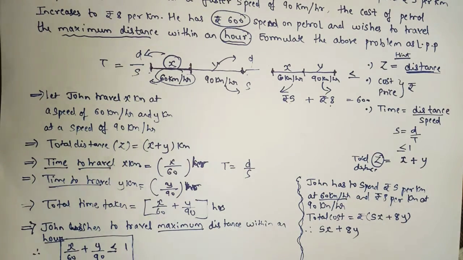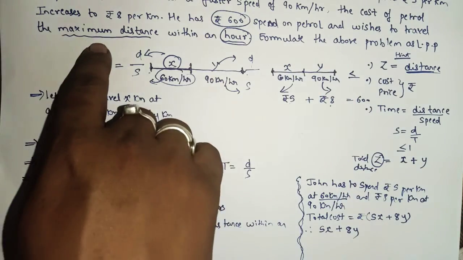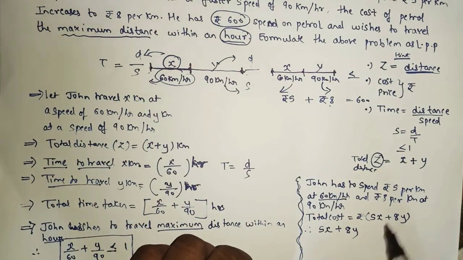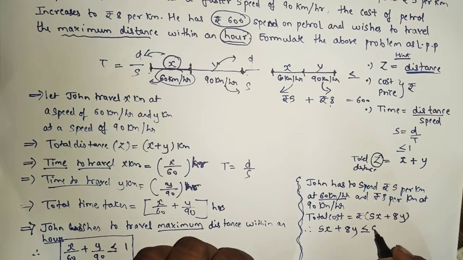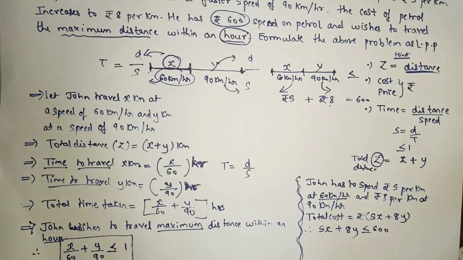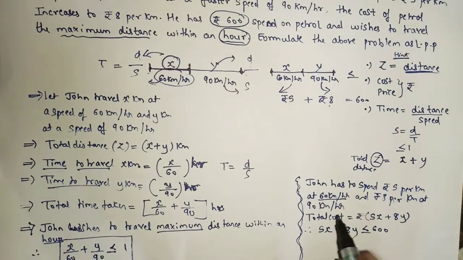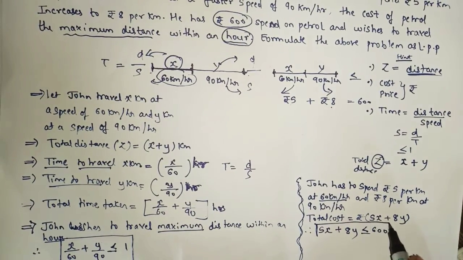600 only, na? He has to spend on petrol and he wishes to travel maximum distance, with rupees not more than that. Yes or no? So he has to spend only 600 rupees, not more than that. Just now only I had explained, not more than that means what? Less than equal to. He has to spend only 600 or either less than that. Okay, so from here we got the second linear inequation.